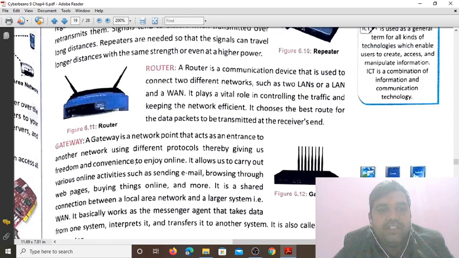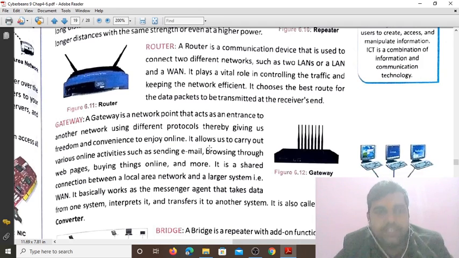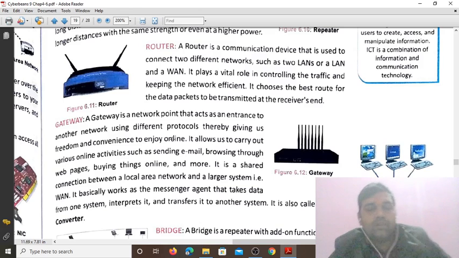So next is the gateway. Gateway is also a networking device. This gateway is a network point that acts as the entrance to another network. So if you want to connect from one network to a different network, we use the gateway. A gateway is a network point that acts as an entrance to another network using different protocols, thereby giving us freedom and convenience to enjoy online.